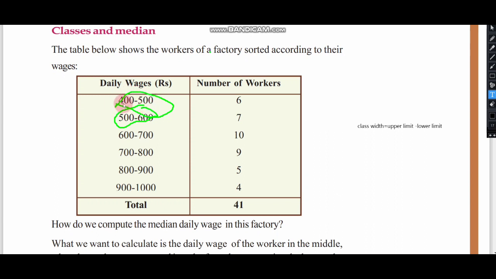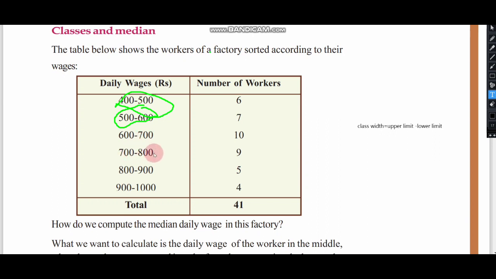And see, this 400 is called the lower limit of the class. In the first class, 400 is called the lower limit and 500 is called the upper limit. And in the second class, 500 is called the lower limit and 600 is called the upper limit. Like this one is lower, this one is upper, this is lower, this is upper, like that.